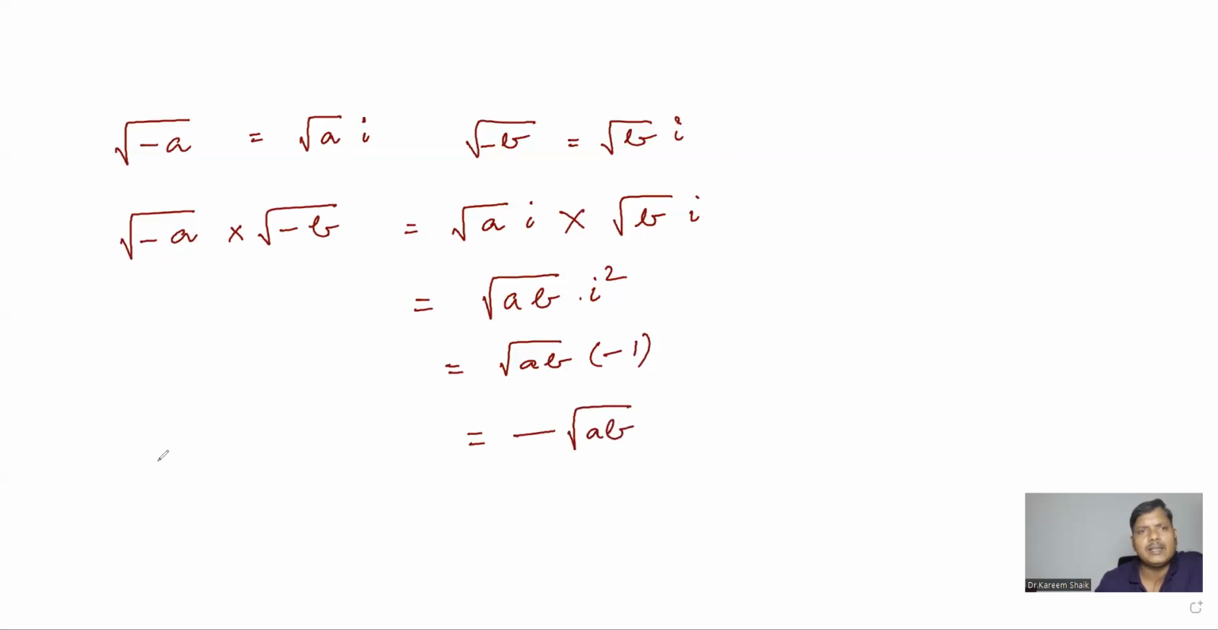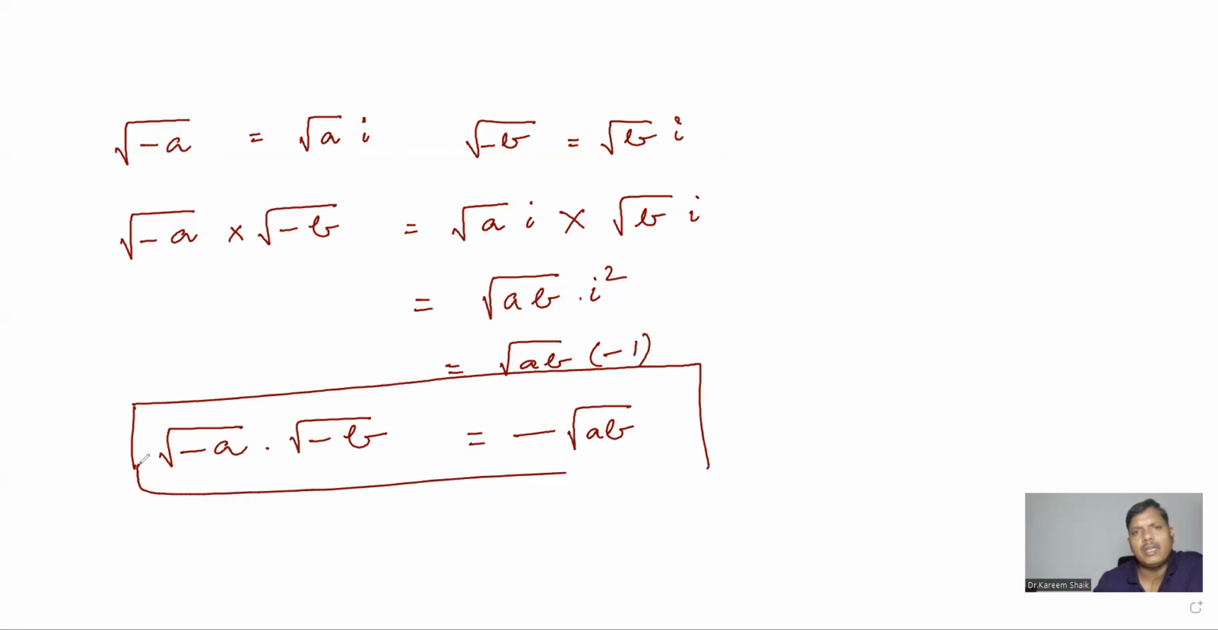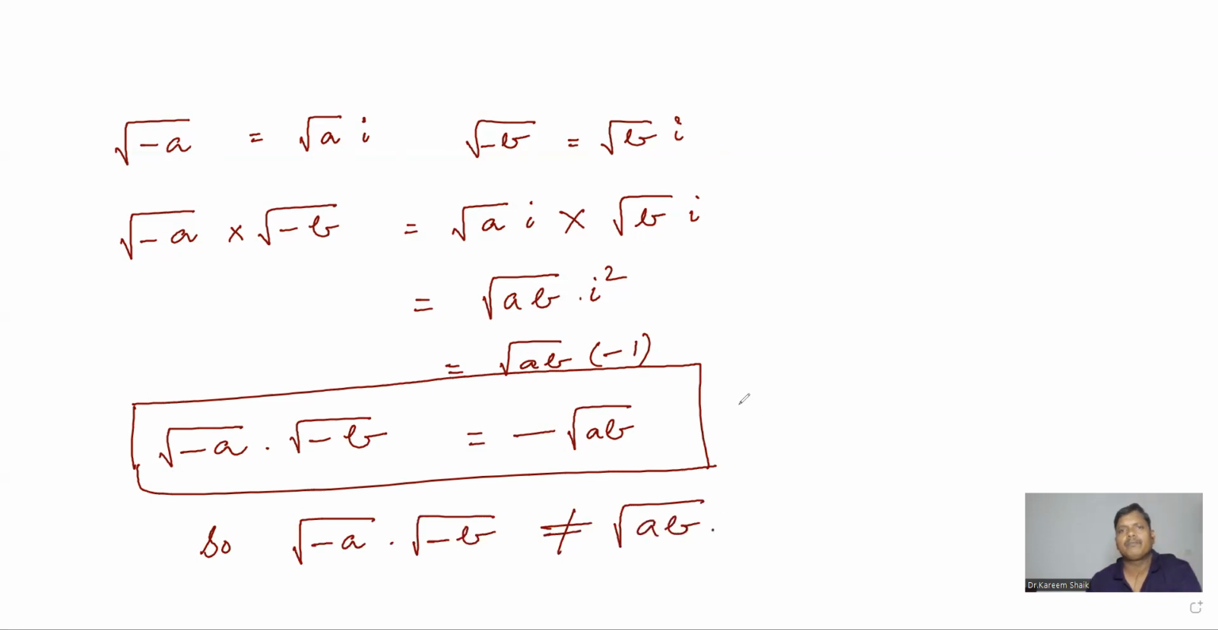So from this we can understand that square root of negative a into square root of negative b is equal to negative square root of ab. So please try to remember, square root of negative a into square root of negative b is not equal to square root of ab. I hope it's clear.